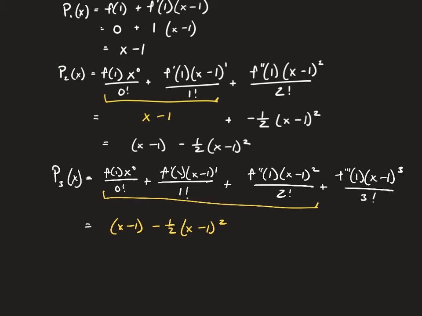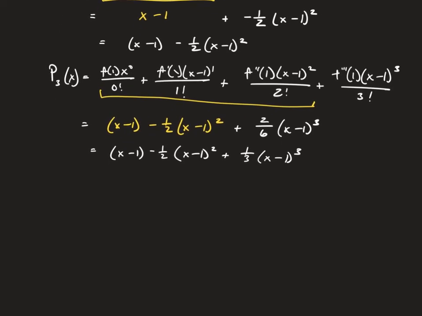The 3rd derivative at 1 was equal to 2. So I got 2 over 3 factorial, so it's 2 over 6, and then times x minus 1 to the 3rd power. Or if I simply write that down a little bit better, let me do the math there, I get plus 1/3 x minus 1 to the 3rd power.